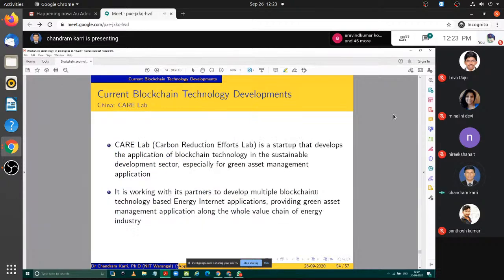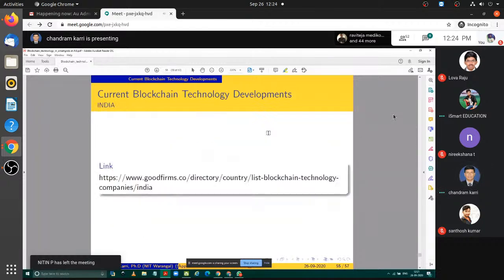Another one is this CARE lab, carbon reduction efforts lab in China. It is also a startup. They have developed this blockchain technology for green asset management. It's like green energy internet applications, providing a green asset management application for the whole value chain of the energy industry with the development of renewable energy sources. This is very good information on where exactly we are using blockchain technology in India.